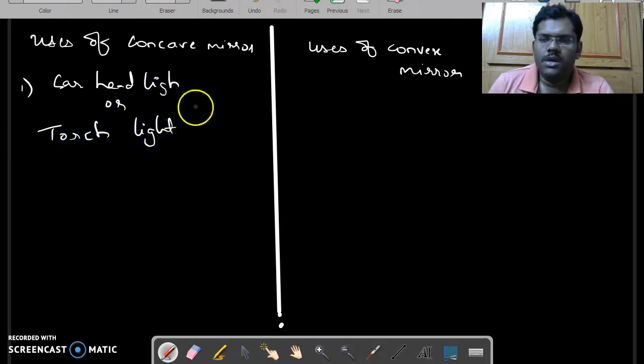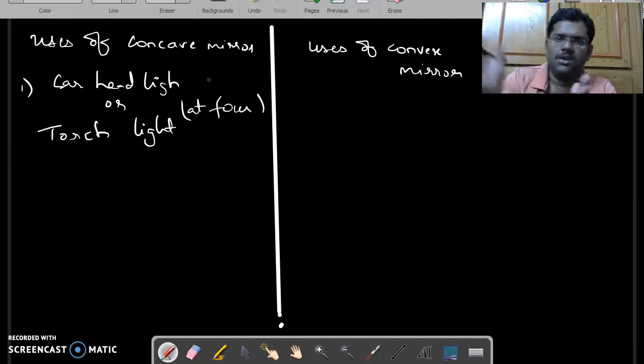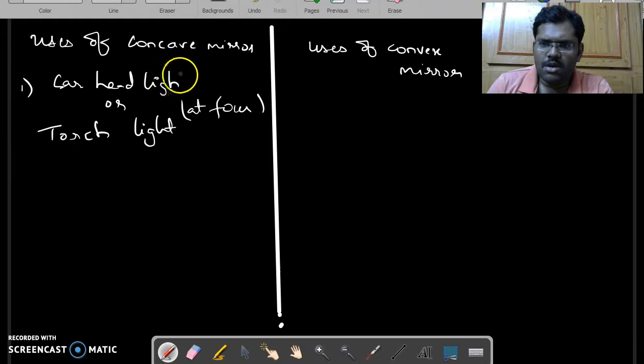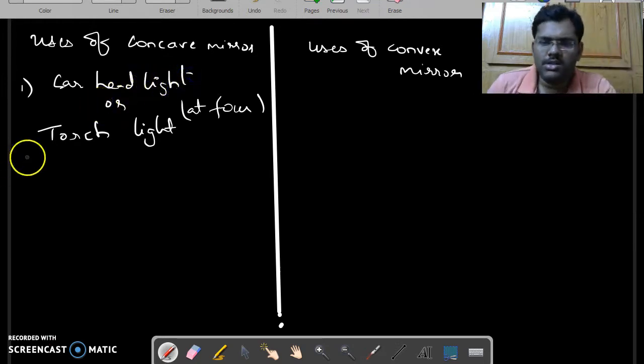Why? Because here the object is present at the focus, which gives the image at infinity. When the bulb is present at the focus, the light incident on the mirror gets reflected parallel, that is, at infinity. So that is why concave mirrors are used as car headlights as well as torch lights.